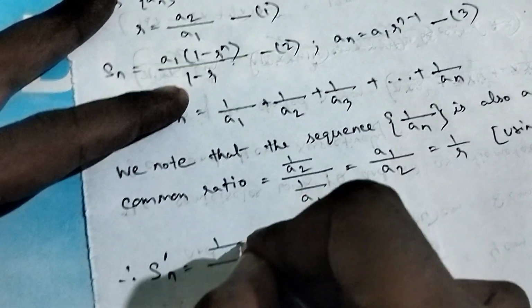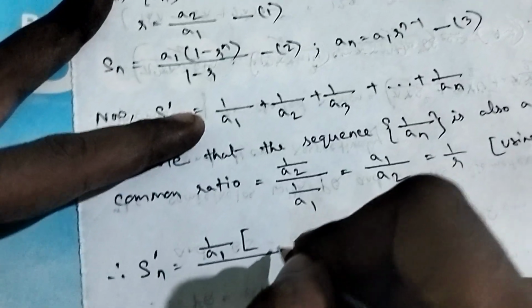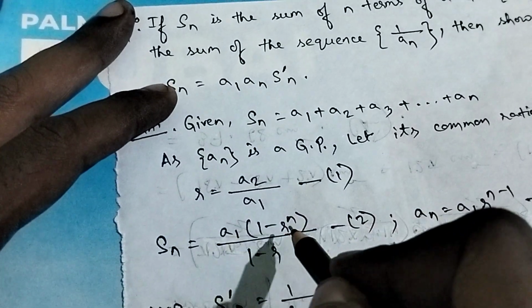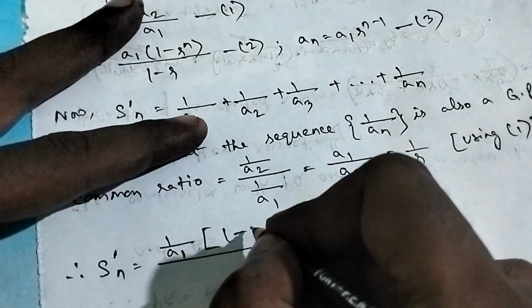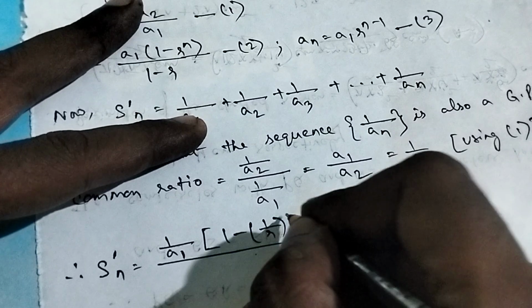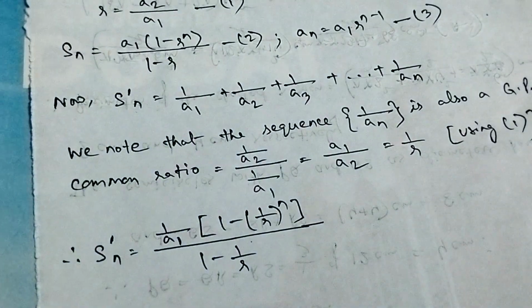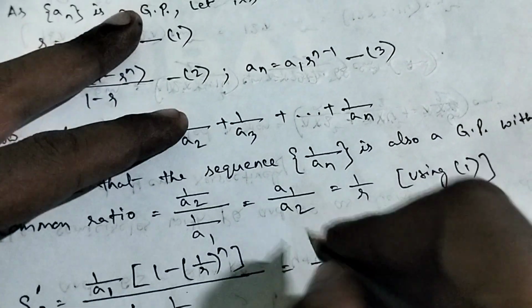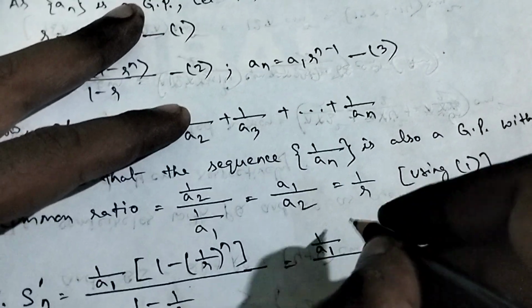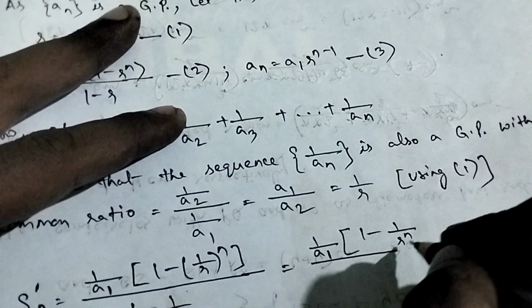Now, therefore S dash n will be first term, which is 1 by A1, into 1 minus the common ratio to the power n. In this case the common ratio is 1 by R. So 1 by A1 into 1 minus 1 by R to the power n by 1 minus 1 by R.